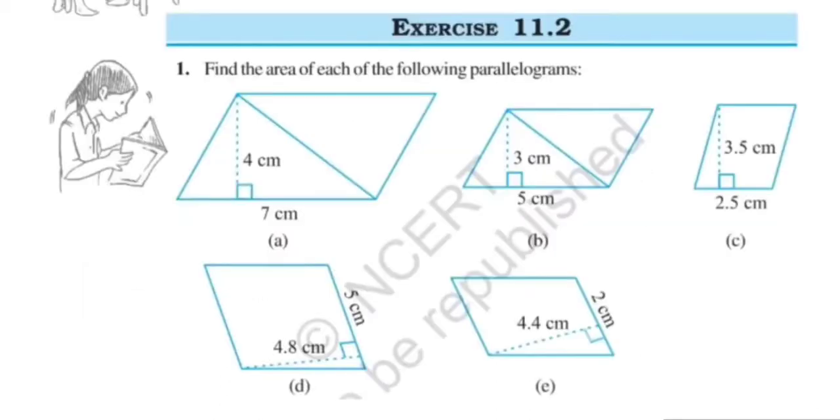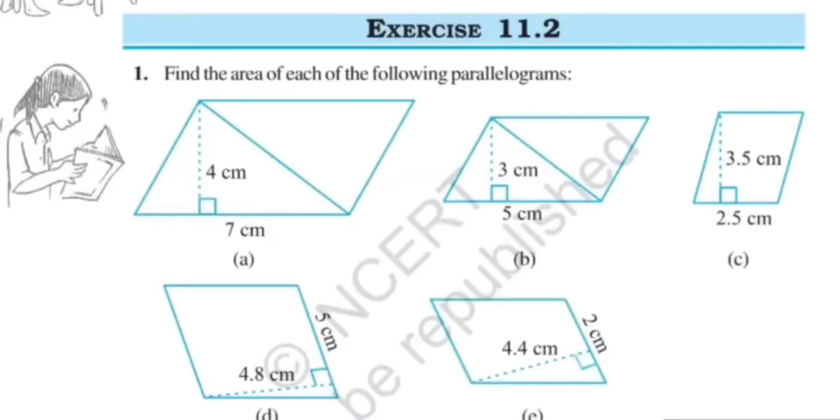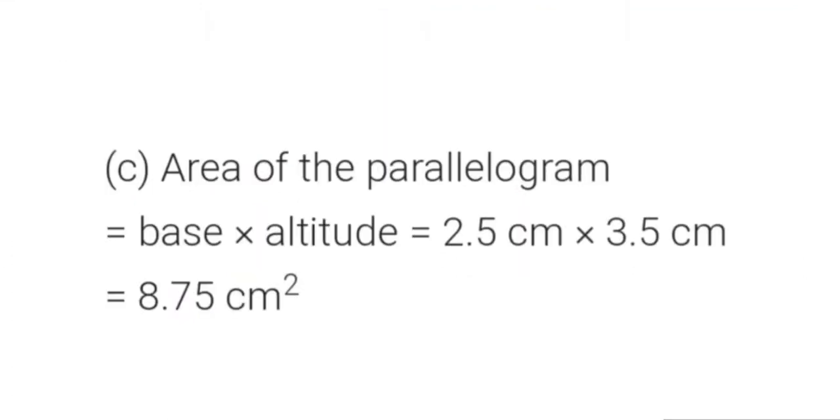See second one also. Here base is given 5 centimeter and height is given 3 centimeter. Formula is base into altitude or base into height. So 5 centimeter into 3 centimeter. It will come 15 centimeter square. Now see one more, number C. Here base is given 2.5 centimeter and altitude is given 3.5 centimeter. So put the values. 2.5 centimeter into 3.5 centimeter. Answer is 8.75 centimeter square.